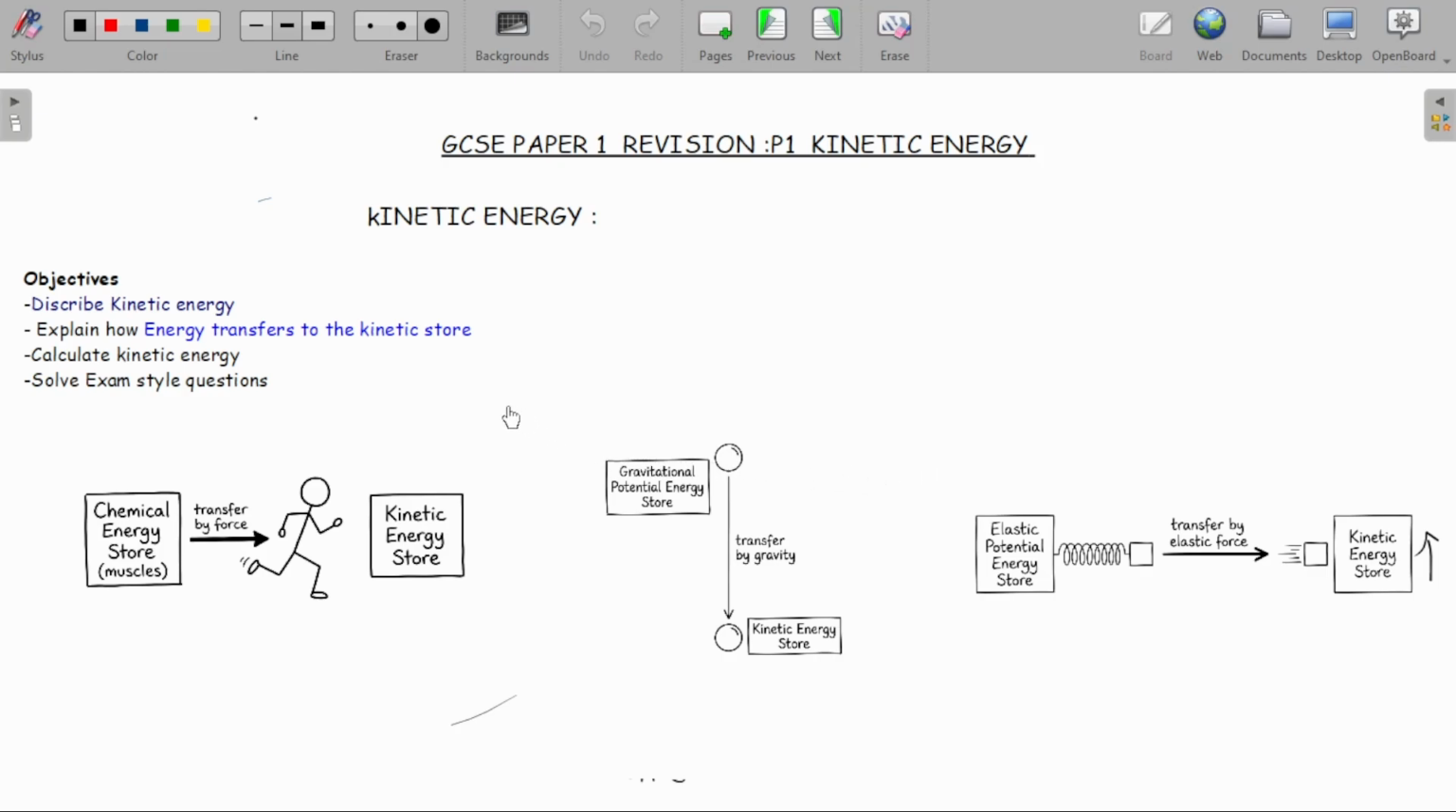In this lesson, we're going to focus on kinetic energy. By the end of this lesson, you will be able to describe what kinetic energy is, explain how energy is transferred to the kinetic store, calculate kinetic energy using the formula, and tackle high-level exam-style questions.